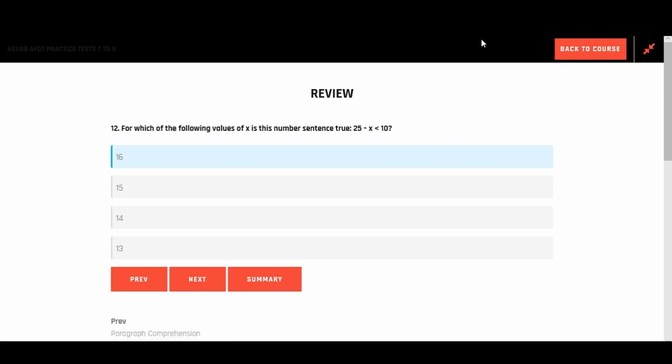Alright, so this one's an inequality, and at first glance it looks easy, but it's not, so let's work it out. 25 minus x is less than or equal to 10. It says, for which of the following values is this statement true? So in other words, we want to solve for x, so I'm going to add 25 to both sides. It's going to cross out, left with negative x, and whoops, made a mistake there. Let me start over.